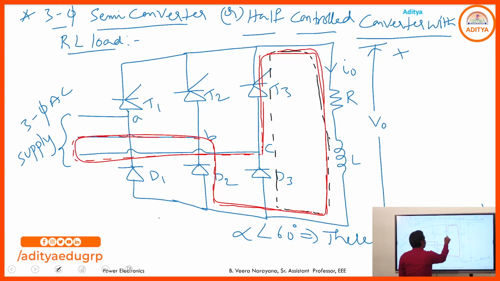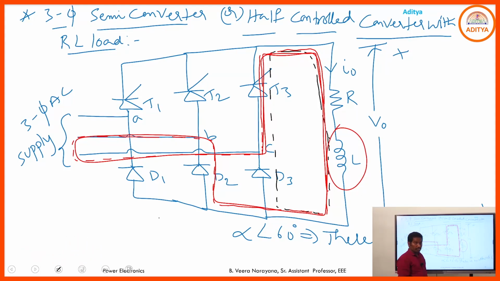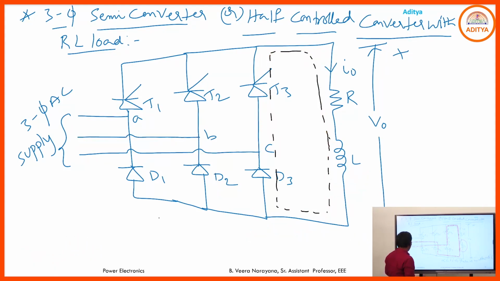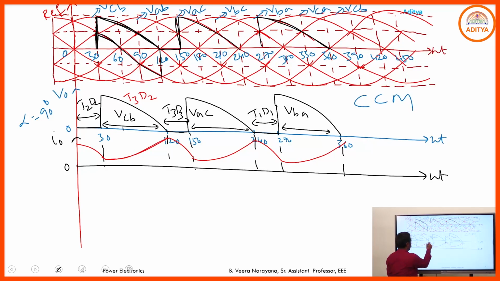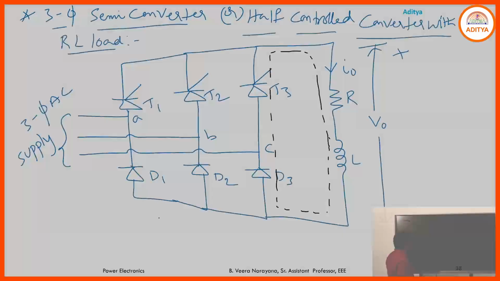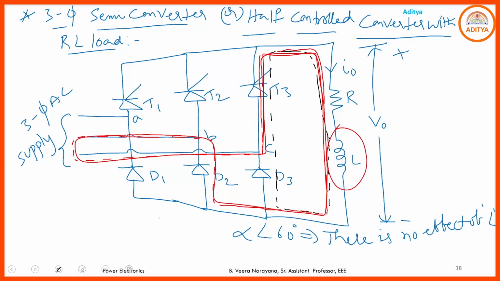During that condition, some energy must be stored in the inductor. So, the current flowing through the load is rising in nature, and from 120 to 150, T3, D3 come into the picture. Due to the conduction of T3, D3, the energy stored in the inductor is discharged to the load through T3, D3. Hence, output voltage is 0.